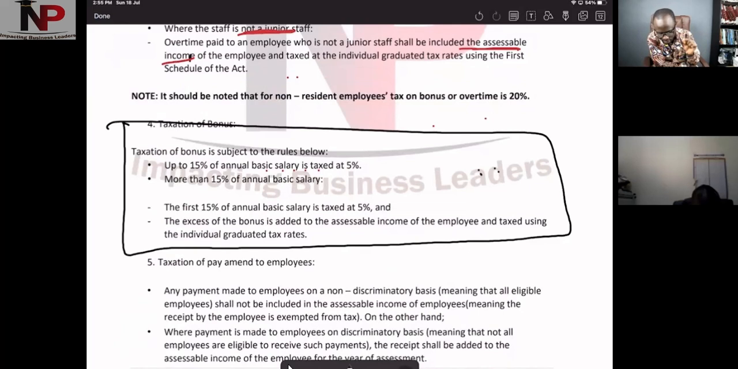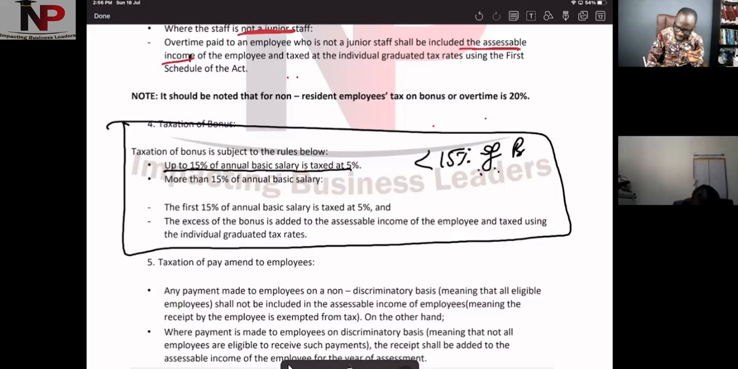Taxation of bonus is subject to the rule below. Any bonus up to 15% of the annual salary is taxed at 5% at source. So as far as your bonus is less than 15% of your basic salary, we don't include it in the chargeable income schedule we'll be preparing. Why? Because it will be taxed at source.